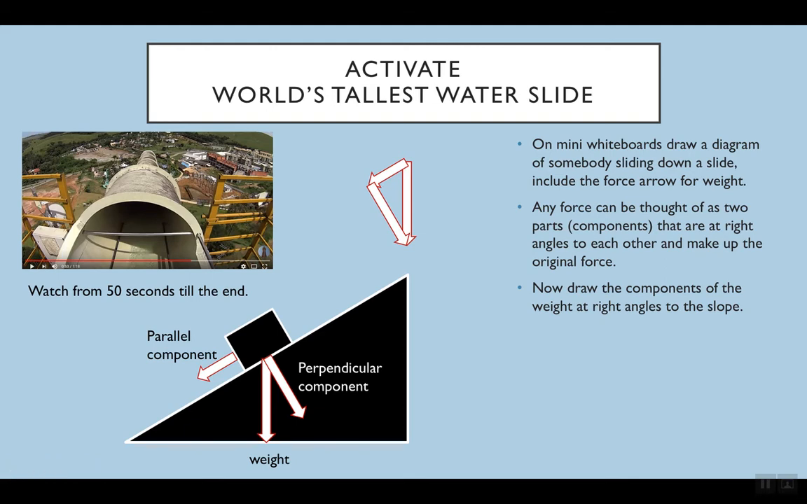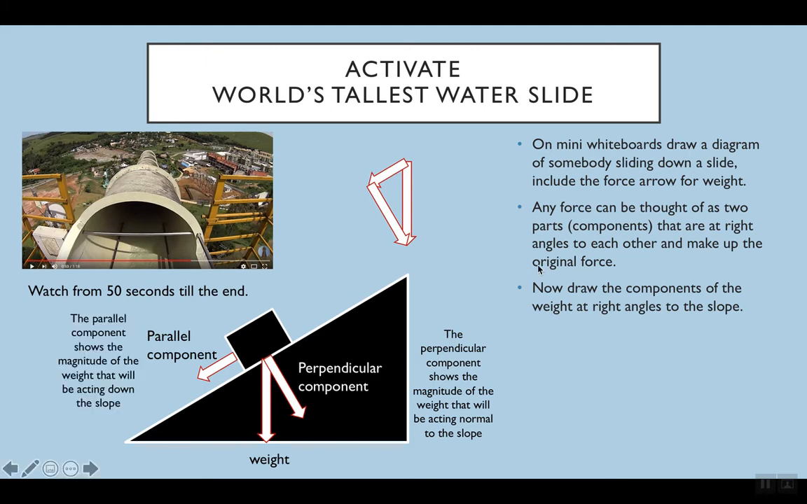So it's kind of like doing what we've done before, but the opposite way around. What we've done before is we've taken two forces and made a resultant. What we're doing here now is we're taking one resultant force and seeing what the components of the force would be. So the perpendicular component shows the size, the magnitude, of the weight that will be acting normal to the slope. Normal again is just another word that means right angles, at 90 degrees. And then the parallel component shows the size, the magnitude, of the weight that will be acting down the slope.